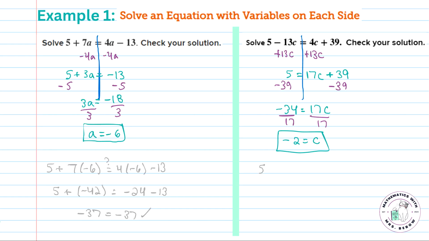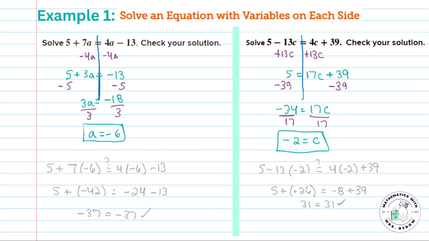So we're going to do 5 minus 13, and then in parentheses, negative 2. We're asking ourselves, does this equal the 4 times negative 2 plus 39? So we're going to have 5 minus, and then this would be a negative 26 when I do 13 times negative 2. And then 4 times negative 2 is negative 8, and then plus the 39. This is going to turn into 5 plus positive 26, so that's 31. Negative 8 plus 39 is 31, and so we know that it checks out.